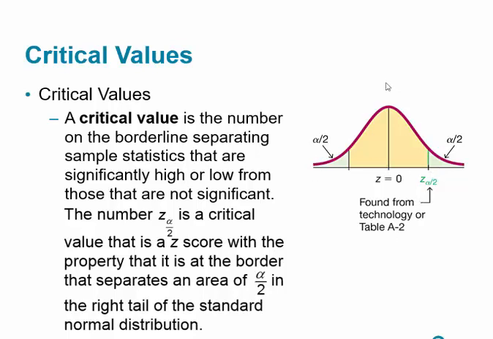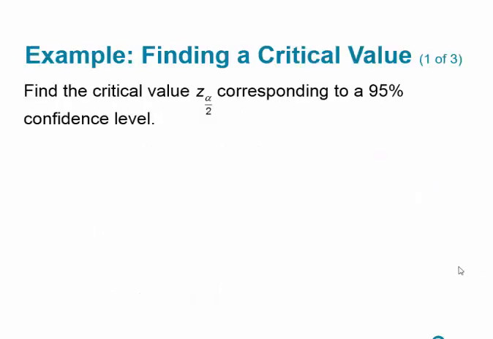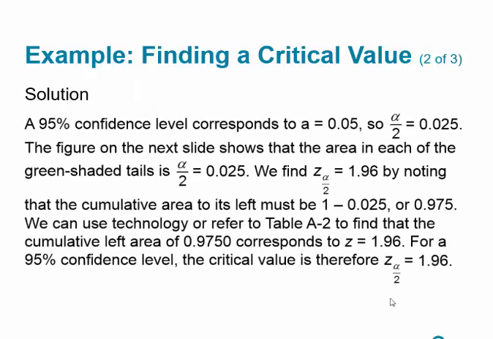And so here's your bell curve, the standard normal distribution. These areas on the left and on the right are the areas that are alpha divided by 2. Now we're going to find the critical value, z alpha divided by 2, that corresponds to a 95% confidence level. A 95% confidence level corresponds to an alpha of 0.05, so alpha divided by 2 is 0.025. The figure in the next slide shows that the area in each of the green shaded tails is in fact 0.025. Now we find that z alpha divided by 2 is equal to 1.96, by noting that the cumulative area to its left must be 1 minus 0.025, or 0.975.